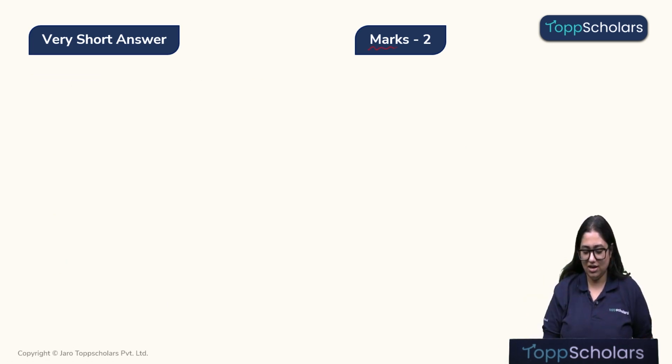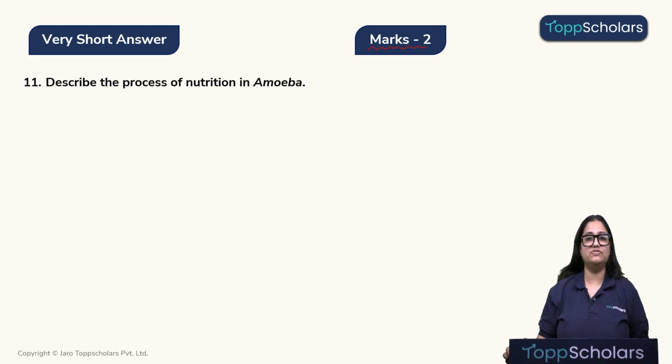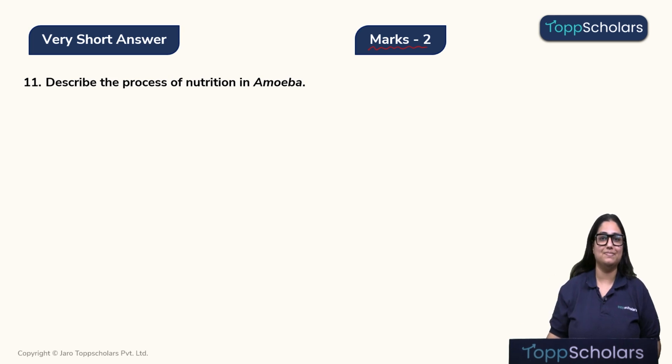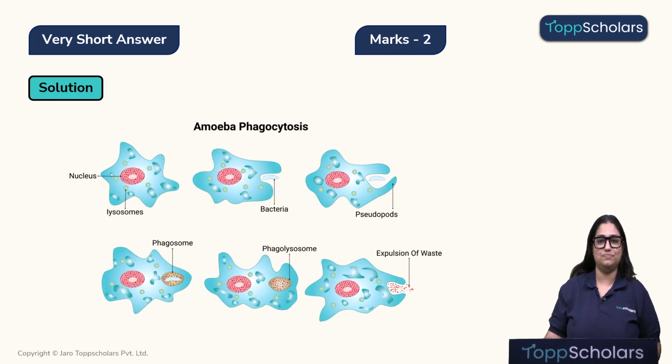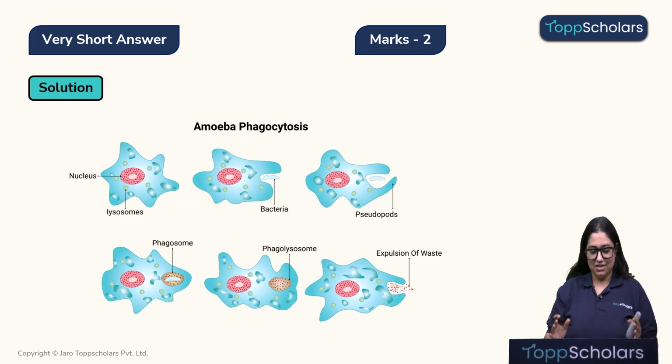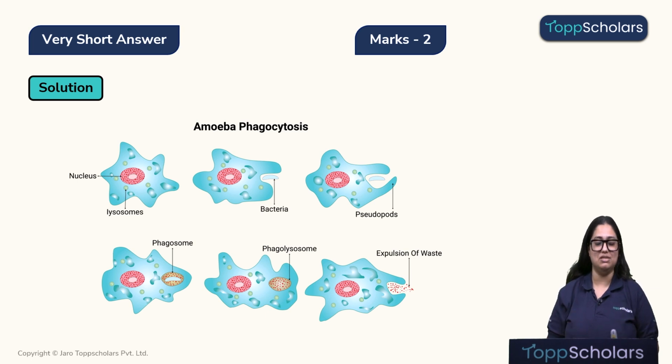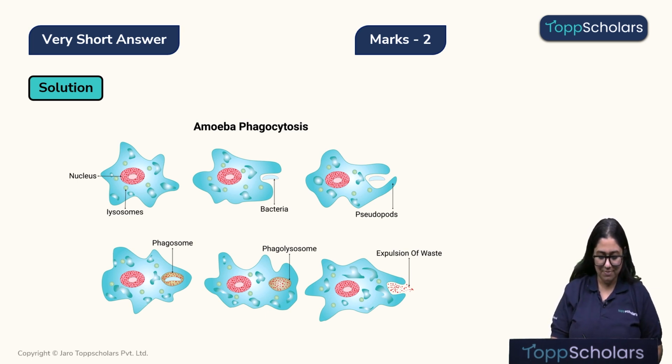Now, let's look at the 2-marker questions. The first is, describe the process of nutrition in amoeba. Alright, so let's look at the solution. Children, we can see over here amoeba, right? The amoebas are shapeless protists. More specifically, they are shapeless unicellular protists. So we can see this is a simple cell and this is their nucleus.